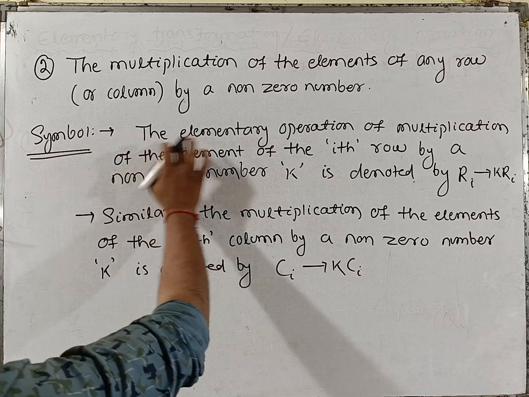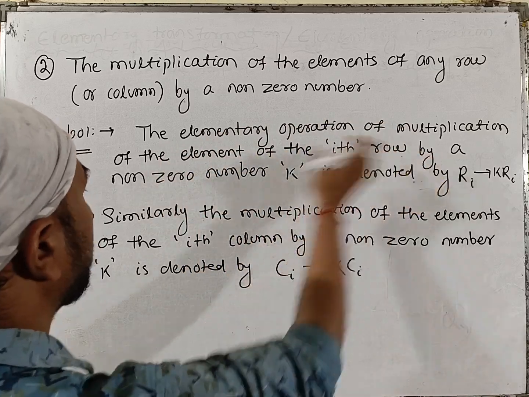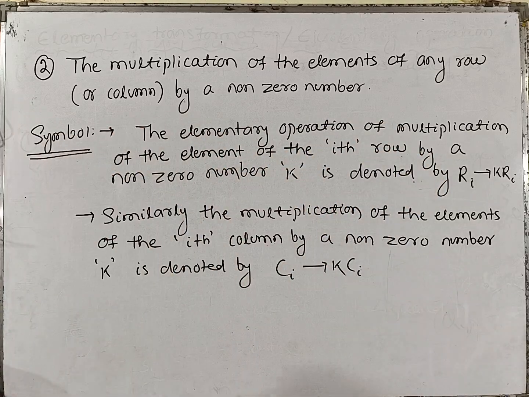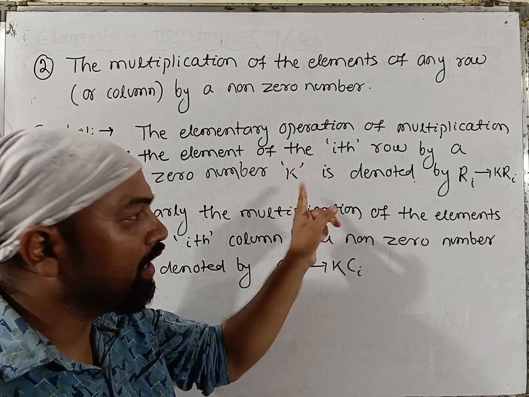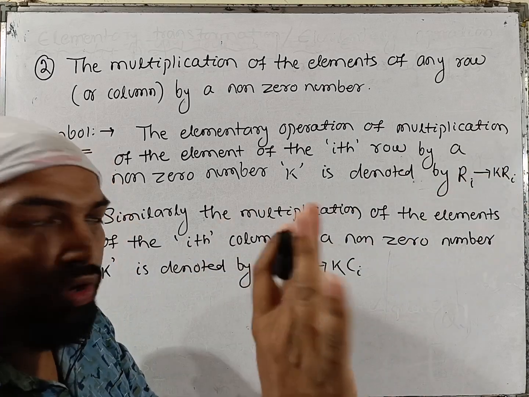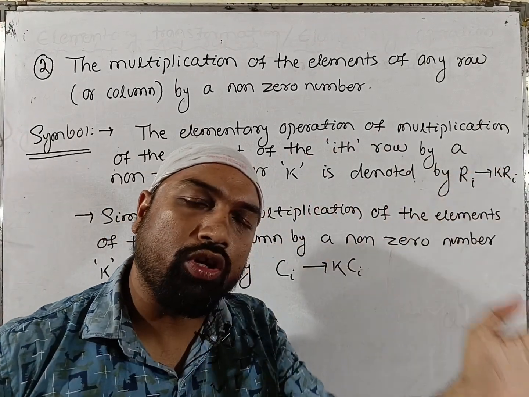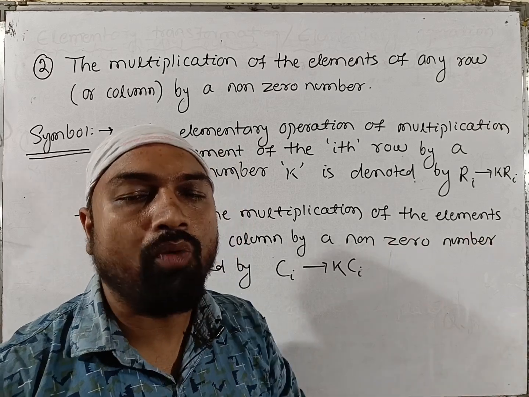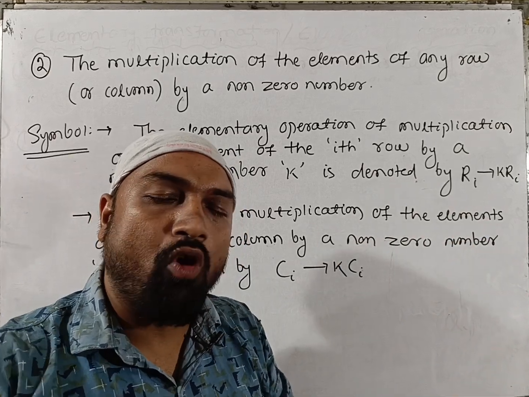The first one is the elementary operation of multiplication of the elements of the ith row by a non-zero number k. That is, the given number is k, and you have to multiply that k to all the elements present in the particular row. Suppose that particular row is Ri, then you have to multiply the number to all the elements present in the row Ri, and then write it down again as a new row.